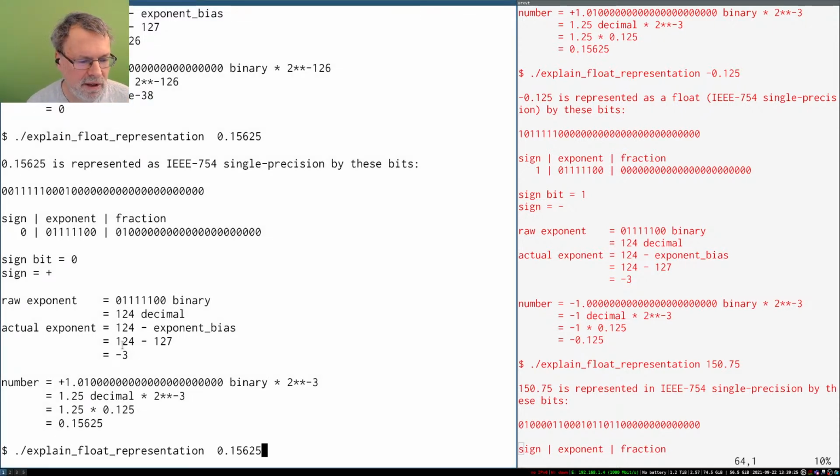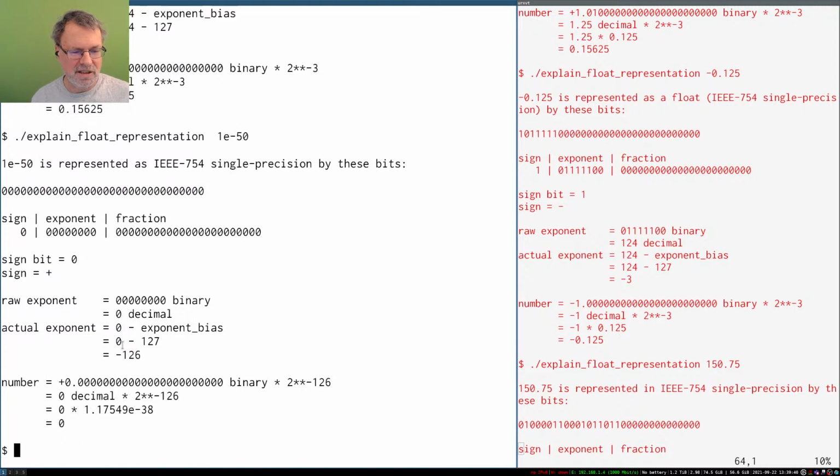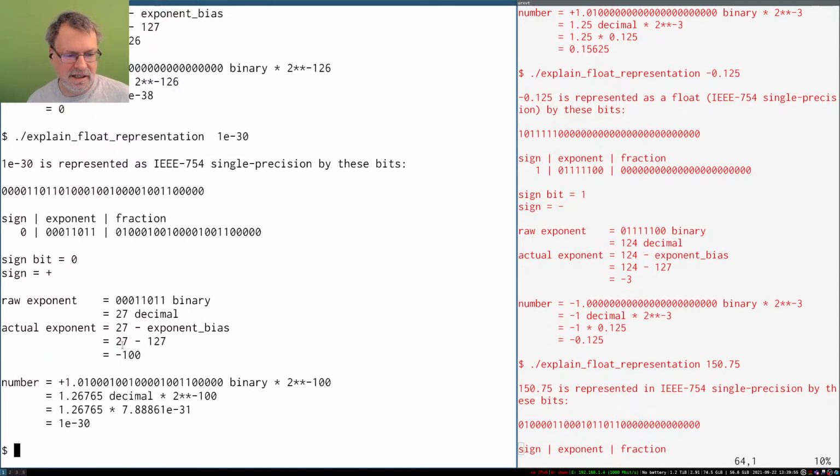Maybe a very small number. Can I put in a very small number? Maybe 1 times 10 to the minus 50? Will that work? No, it's too small. Let's try it. There we go.